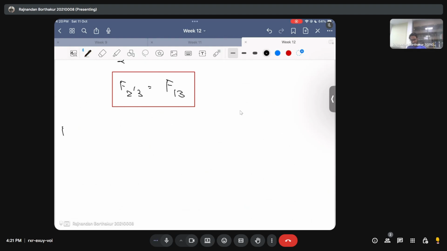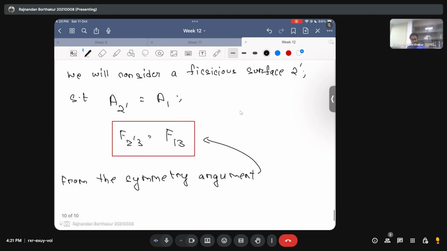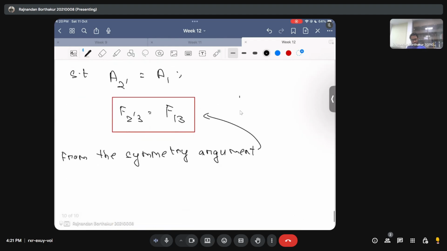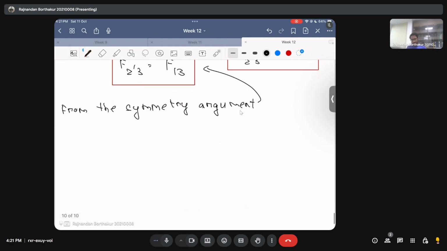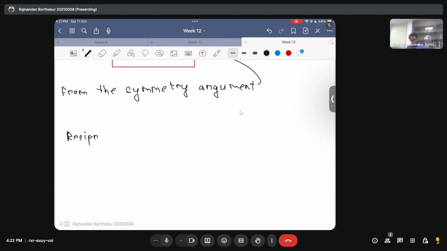Okay. So from the symmetry argument, this is possible, which means since I know that F13 is 0.61, my F2'3 is also going to be equal to 0.61. And this is obvious, right? Because of the symmetry of the figure that we have just stated. Which now means that I can now apply the reciprocity relation between, so this is important.